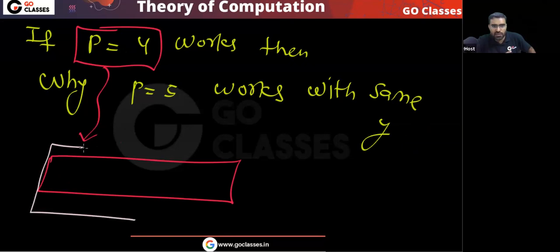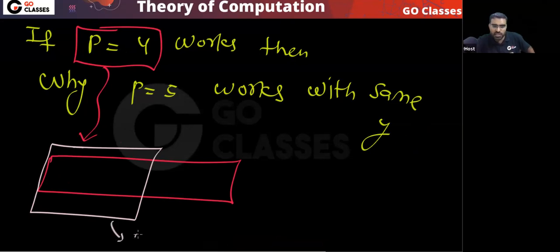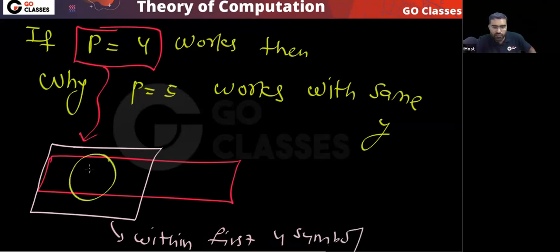Then y is within the first 4 symbols. Yes or no? If p equal to 4 is working, then y is within the first four symbols. Within the first four symbols, this y you can find.